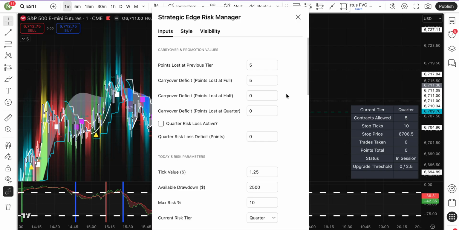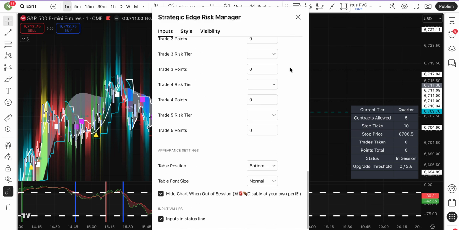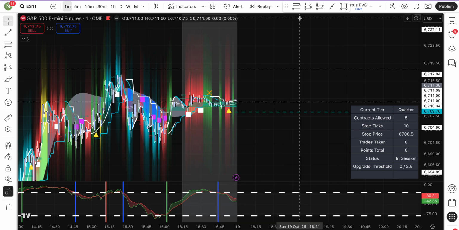None of that happened. You honored the risk manager. You were position sized correctly the entire time you were taking losses. You always honored your stop. You logged your trades. You stopped when the risk manager said you had no more trades in the clip for the day, and now you're back ready to make it happen. So that is how you use the Strategic Edge Risk Manager.